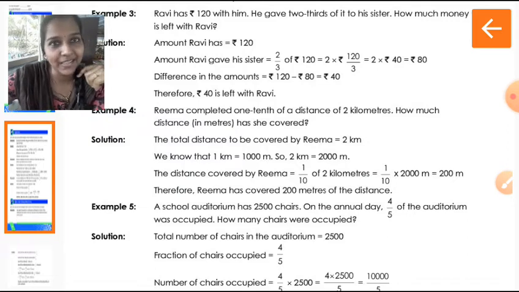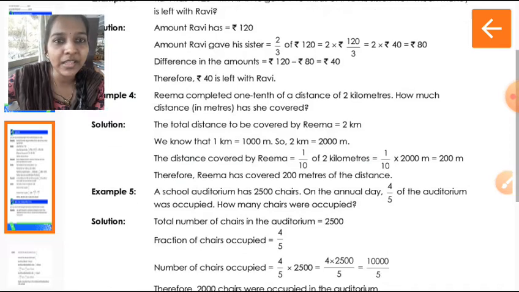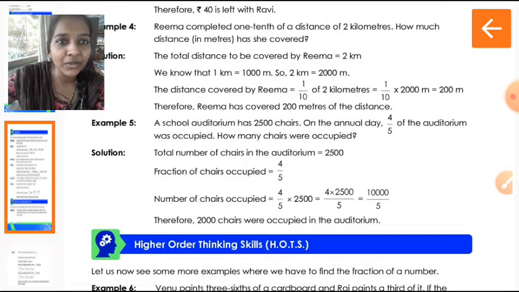Clear? Okay. Now the next example question. A school auditorium has 2500 chairs. On the annual day, 4 by 5 of the auditorium was occupied. How many chairs were occupied? It is given as a fraction, so you have to find what is 4 by 5 of 2500.